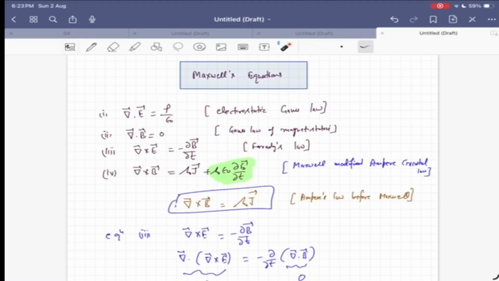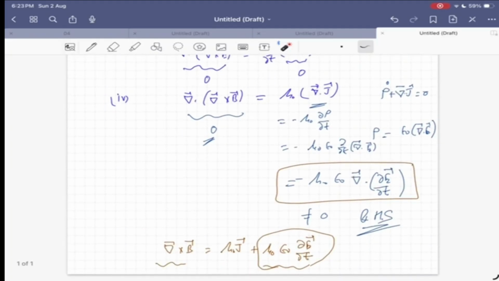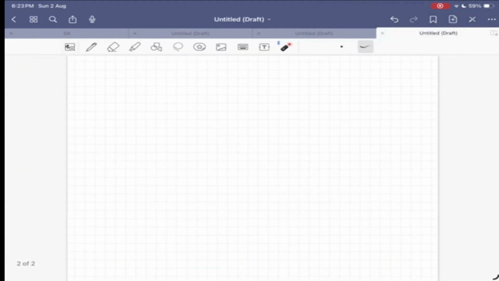Otherwise, if rho is positive, we have a positive divergence. If rho is negative, we have a negative divergence. It means the electric field lines will emerge out of the space if you have a positive charge distribution, and electric field lines will sink into the space where rho is negative. So we can have a source and sink in the form of charges.